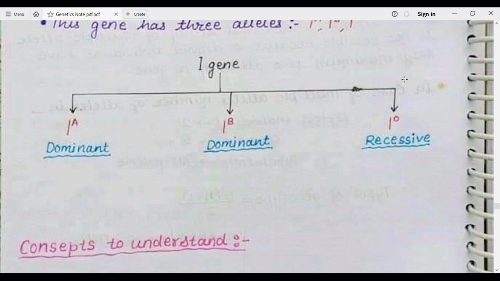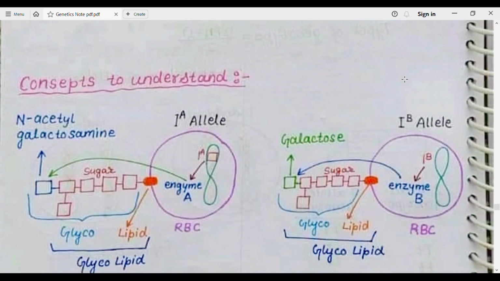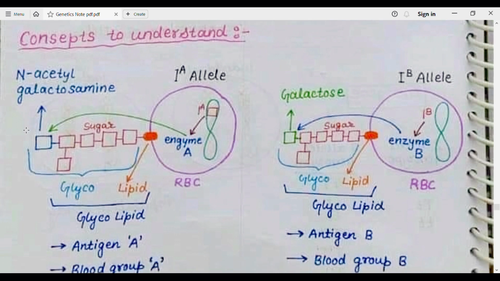Remember it. Now the concept to understand: a person having blood group A has the allele IA in their chromosome. It produces enzyme A, and this enzyme A is responsible for producing N-acetylgalactosamine. It produces the antigen A, and the blood group is called blood group A.